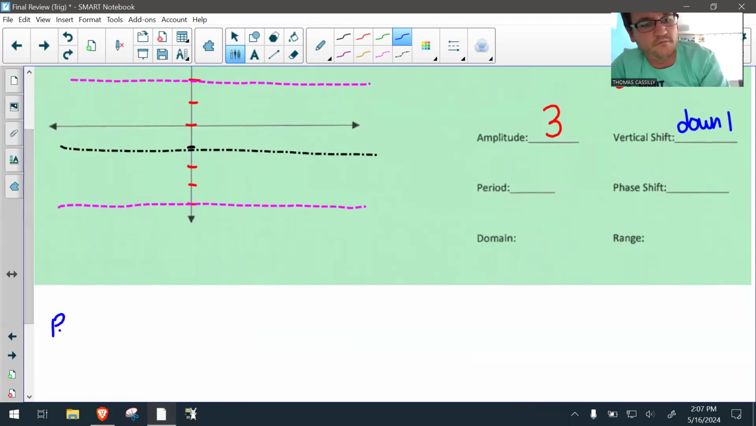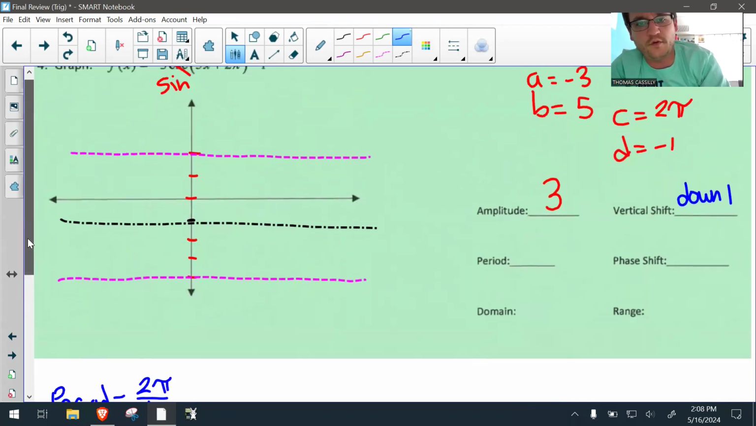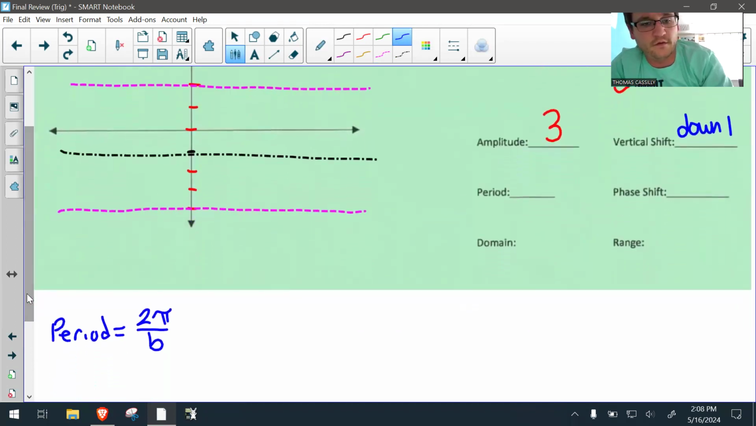We know the period is equal to 2 pi divided by b. Right? Well, we know what b is. We said b was 5. All right, so the period here is 2 pi all over 5, 2/5 of a pi. All right.